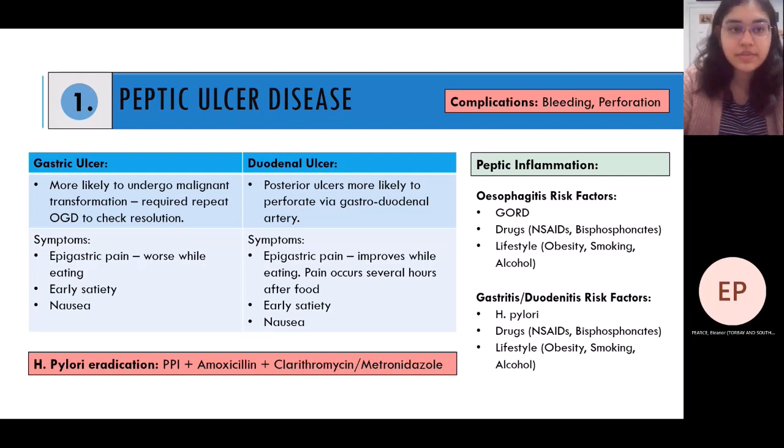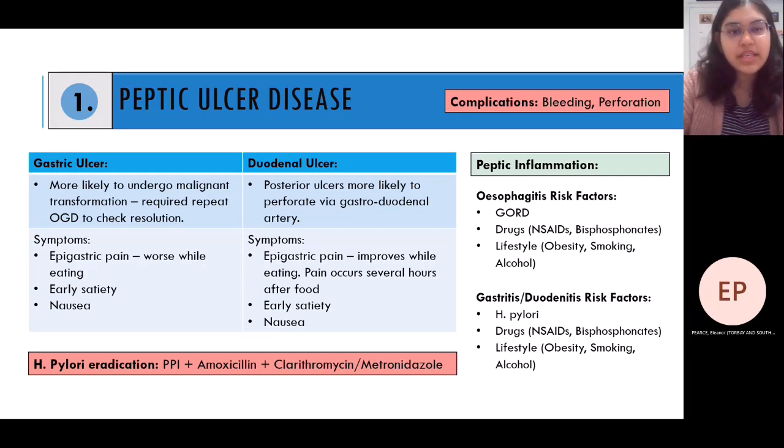And like I alluded to in the first question, the symptoms can be slightly different depending on where the ulcer is present. For gastric ulcers, the pain is worse while eating and then improves after a meal, whereas duodenal ulcers will improve while eating initially, but then the pain will occur several hours later.